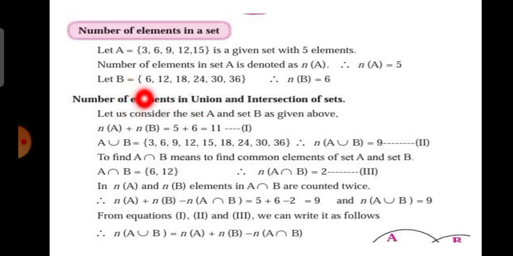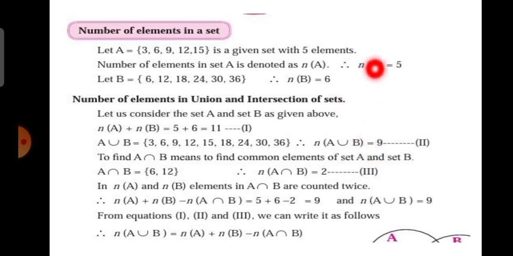Set B consists of elements 6, 12, 18, 24, 30 and 36. How many elements are there in set B? The number of elements in set B is 6. Okay. Now if you take A union B, let's see what comes. 3, 6, 9, 12, 15, 18, 24, 30 and 36. Count the number of elements. The number of elements in A union B is 9.